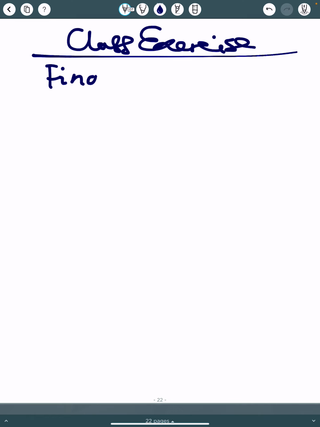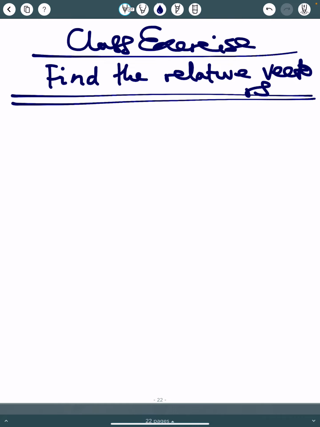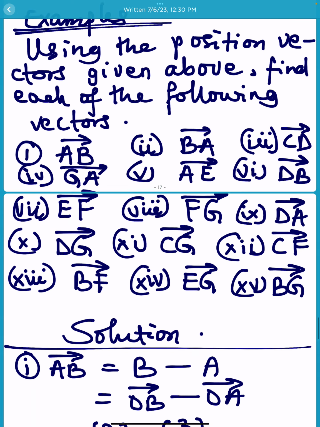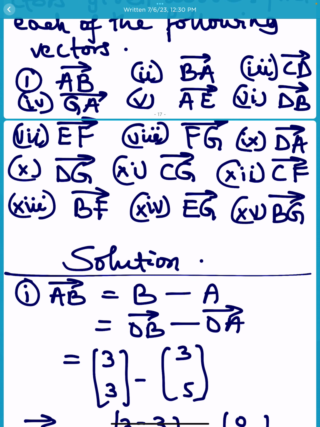Let me write the remaining questions down. I've got 5. Let's make that the class exercise. Class exercise: find the relative vectors in these numbers. Number 5 is AE. So you just find these remaining relative vectors from 5 to the end. The vectors are here if you need them. So copy this question. Pause this video right here.